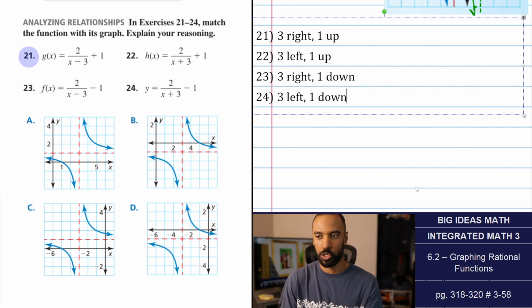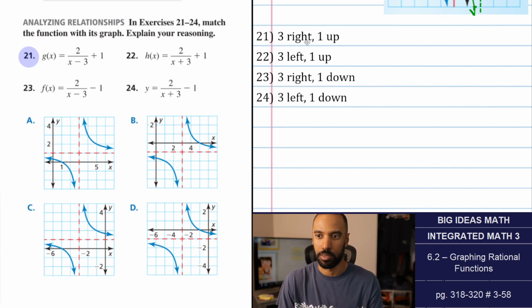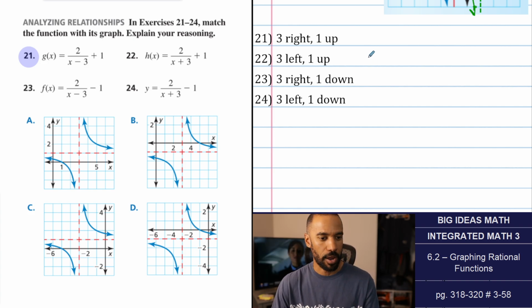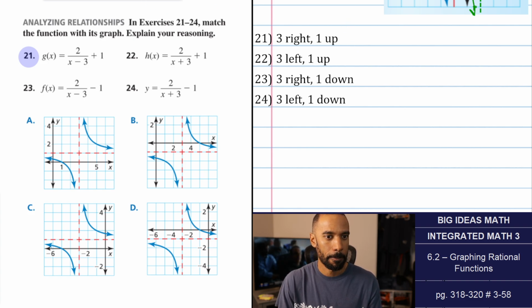Everything else is the same. The 2 is the same, and the asymptotes based off that. Those are all the same. So at number 21, we have to go 3 right, 1 up. That'll be graph A.